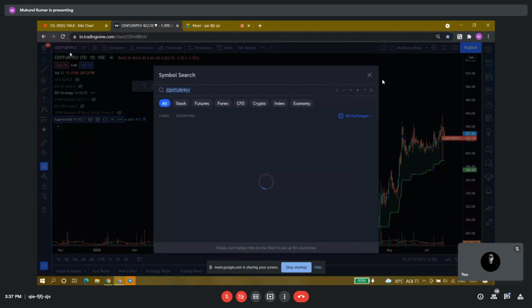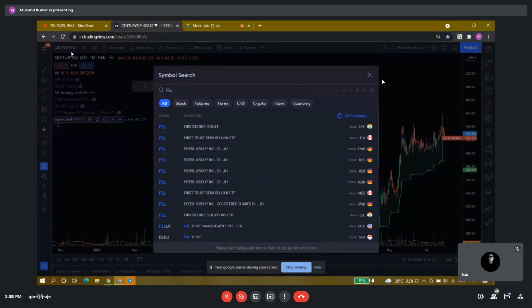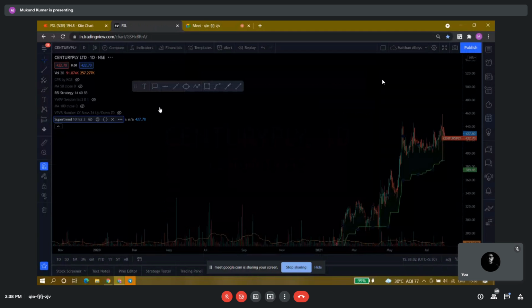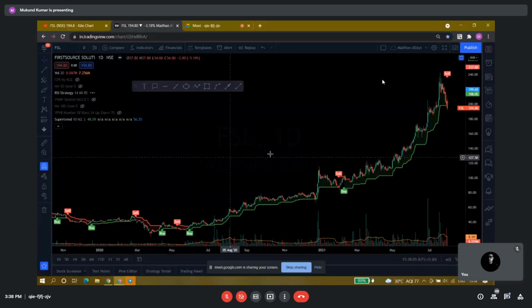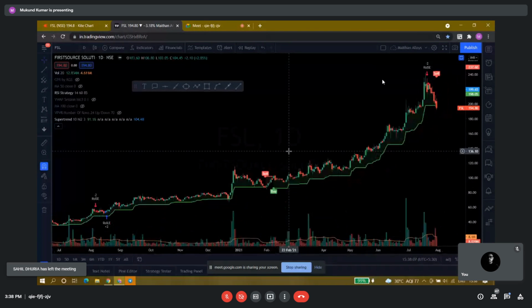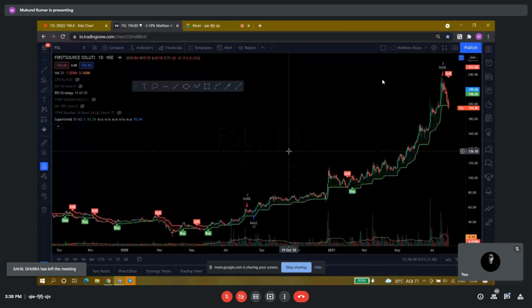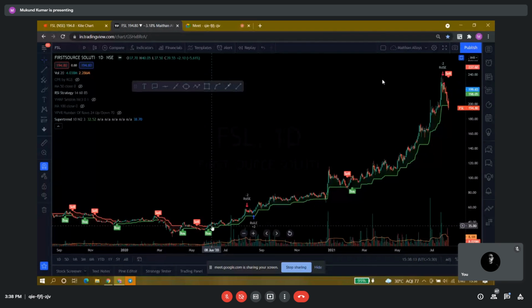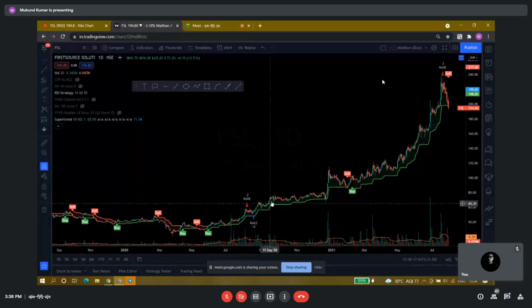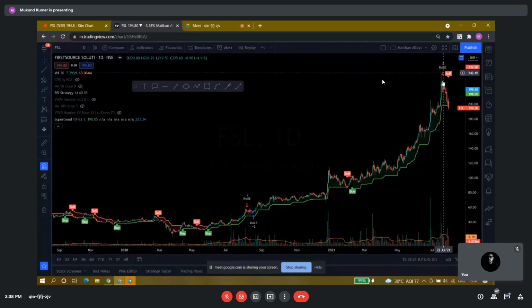let's move to FSL. Okay, now see this daily chart. If you are using the trailing stop loss on this chart, if you had bought this FSL at the 34 level, this trailing stop loss has never given you an exit, and the stock has completely rallied from that level only, and it has never come back. It is just simply flying and flying.